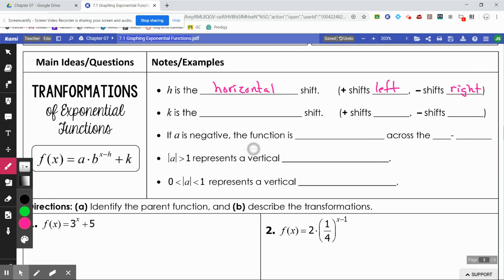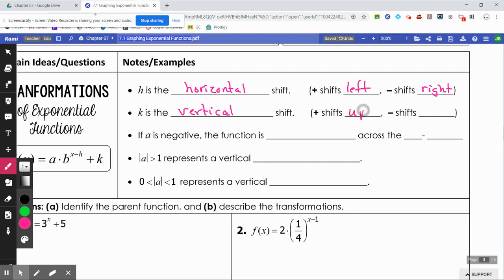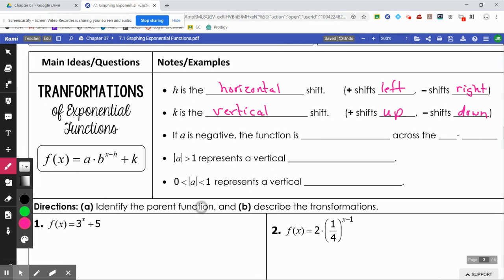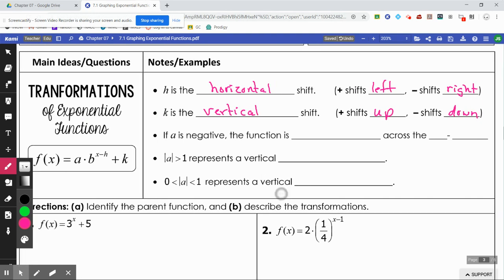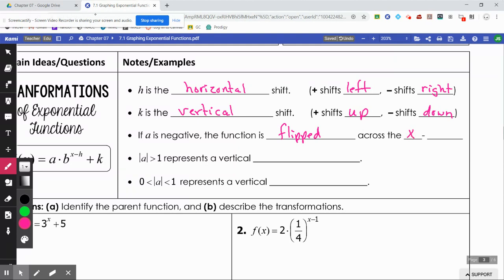The plus k on the end is your vertical shift, and it does exactly what it says it will. The plus will shift it up, and the minus would shift it down. If a is a negative value, that's going to flip it vertically. The function is flipped across the x-axis.